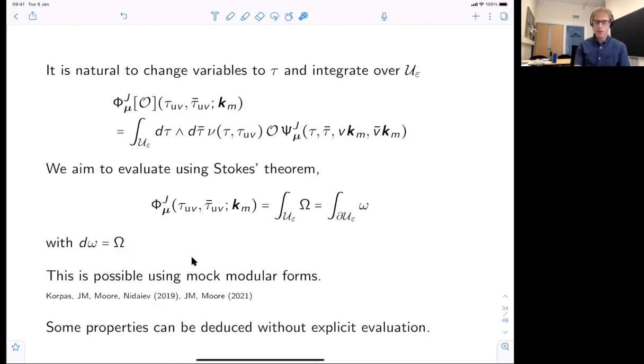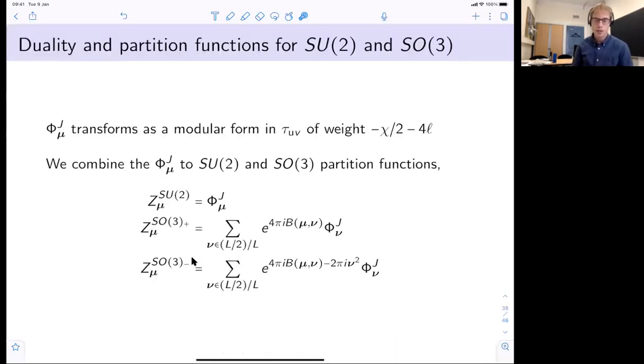But before going there, we can already deduce some properties of the integral or the correlator without explicitly evaluating these integrals. A few of those properties are, for example, the S-duality transformations. One can deduce that phi mu j transforms as a modular form in the UV coupling constant tau UV with weight minus chi of X over 2 minus 4 times L. So note, if we work with the case that the spin C structure is determined by an ACS, then L is equal to zero.